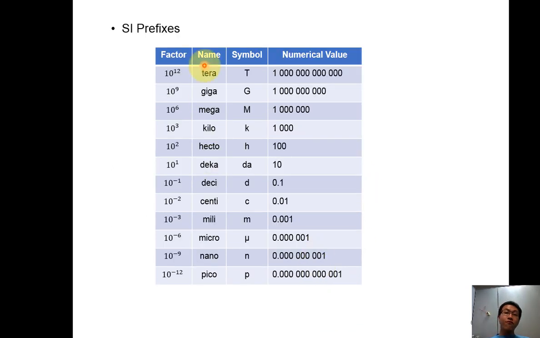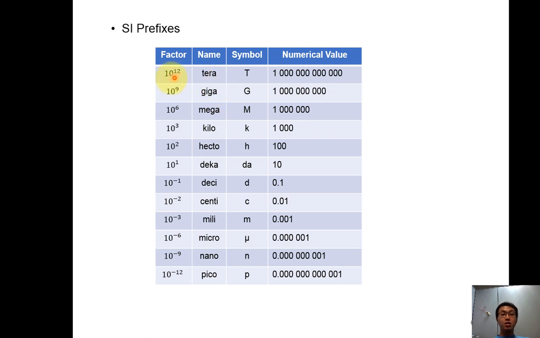Another one is SI prefixes. For example, how big is the hard disk storage? Sometimes you say, my SSD is 250 gigabytes or 500 gigabytes. This is called prefixes. We have tera, giga, mega, kilo, hecto, deca, deci, centi, milli, micro, nano, pico. These are all the prefixes we usually use.